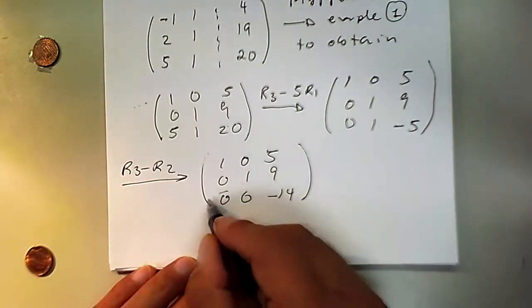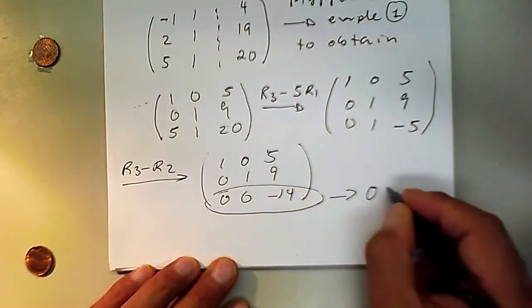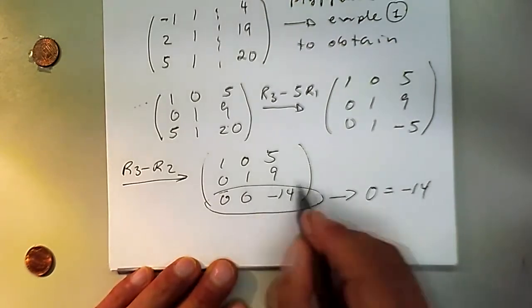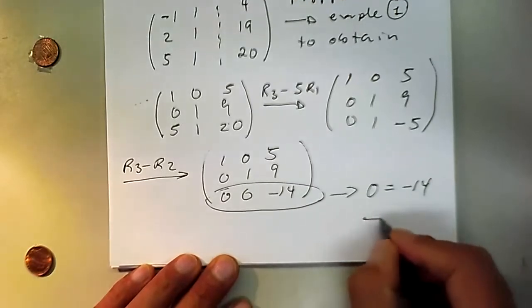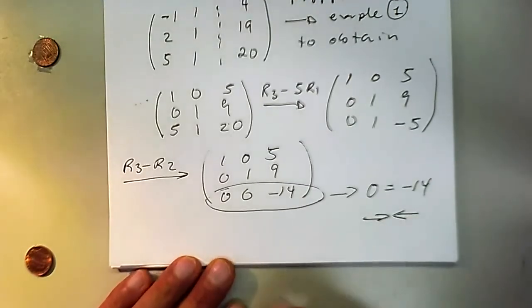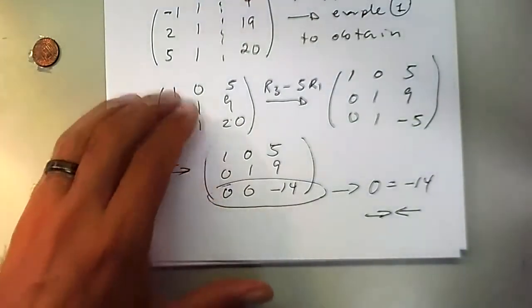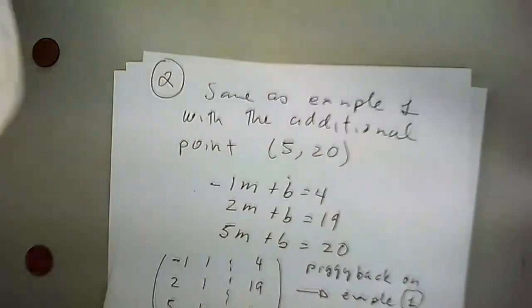So this last row says 0 equals negative 14, because remember, those are the constants on the right. This is the augmented matrix, which is a contradiction. So we can't find a line that goes through those 3 points. So this is the situation.